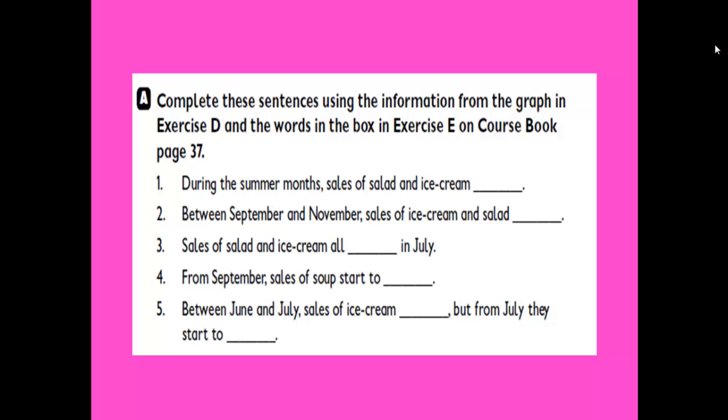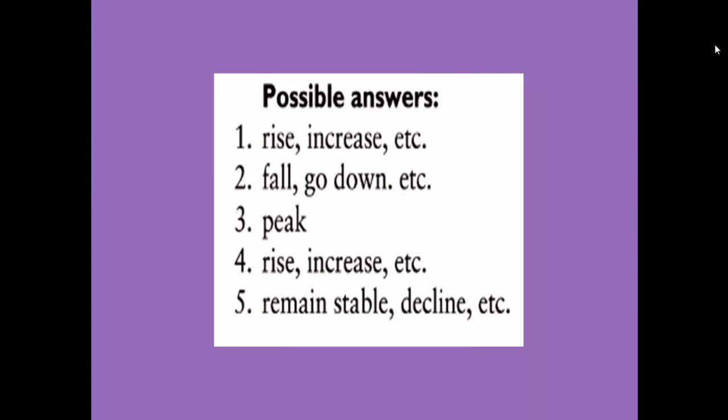Number 5. Between June and July, sales of ice cream remain stable or stay the same, but from July they start to decline, to fall, to go down. Here are the answers in front of you. You can see them carefully and put them in the correct spaces.